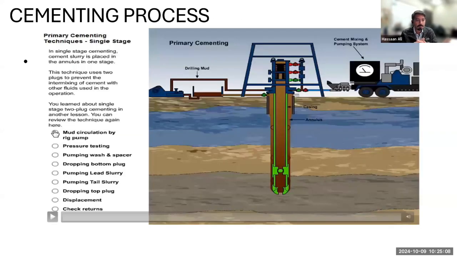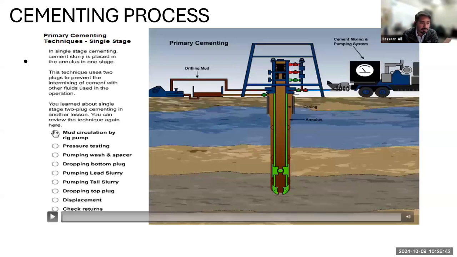Now let's talk about the basic cementing process. We talked about cement, what it is made of. We talked about cementing, how it is pumped into the annulus, which is the space between the casing and the formation, and how it anchors and provides that sealing and zonal isolation. But let's talk about how it is done. This is just a quick animation that I will play. I will pause in between to talk about certain things.